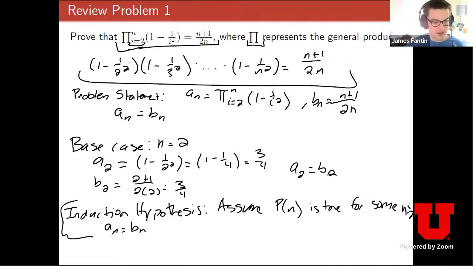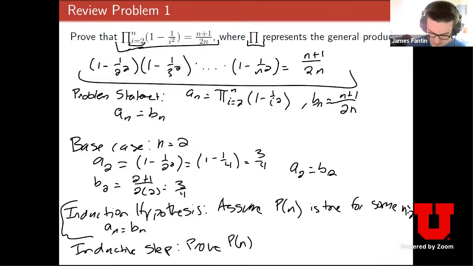And then when we go to the induction step, that's where we're actually going to be proving that this statement is true for n plus 1. So the inductive step in this case is we're going to prove that P of n implies P of n plus 1. We've assumed P of n is true, and now we're going to prove that this is true for the statement P of n plus 1.